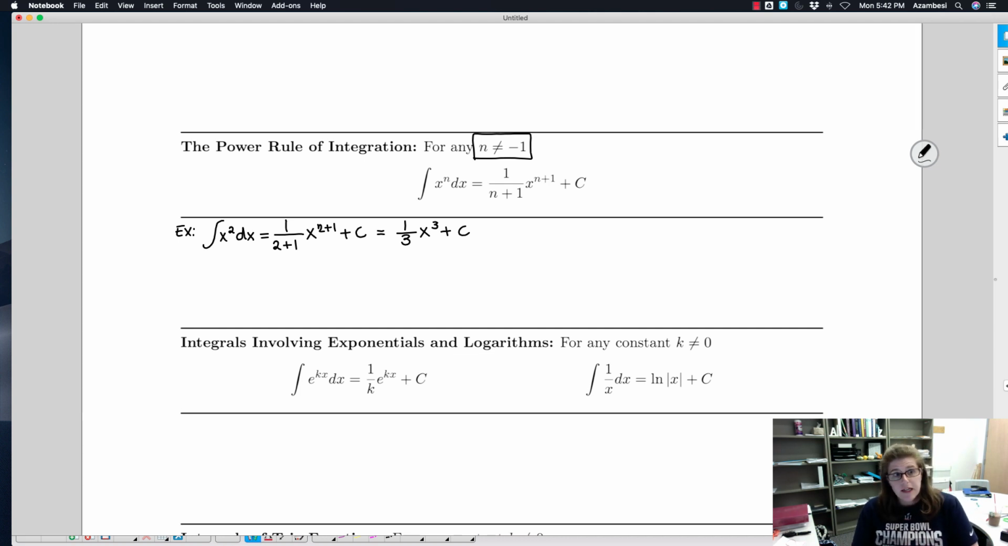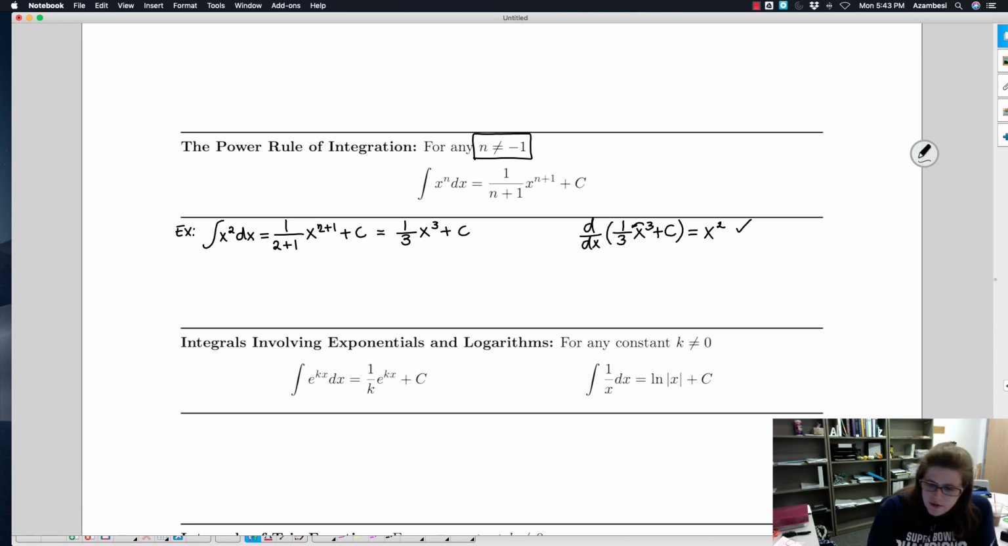Now, until you're really confident, you should always take the derivative in order to make sure you're right. So for checking, the derivative with respect to x of 1/3 x cubed plus c would be equal to, bringing our power down to the front, 3 times the third gives me 1, so I end up with x squared, and my c drops off and gives me 0. So that is my derivative, and that is correct.